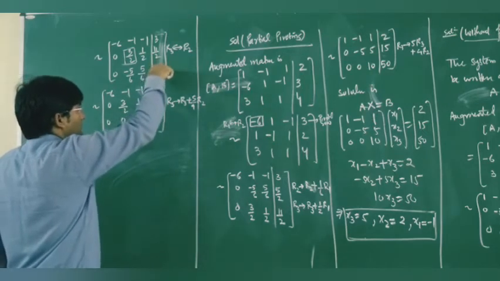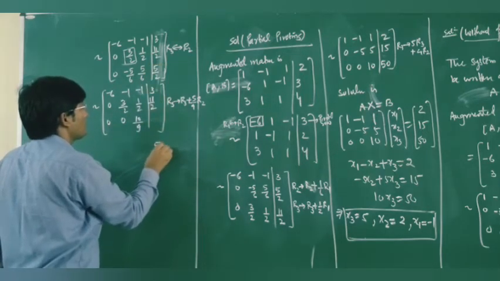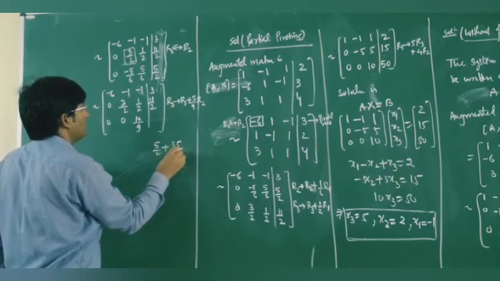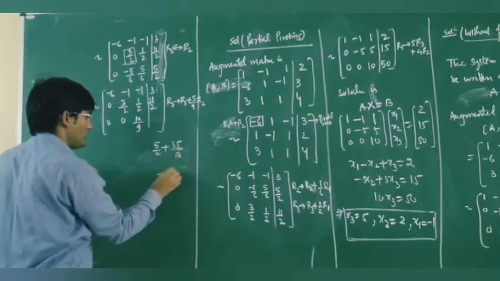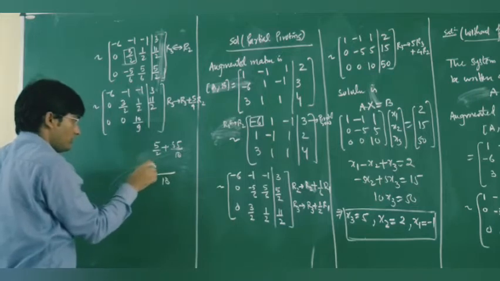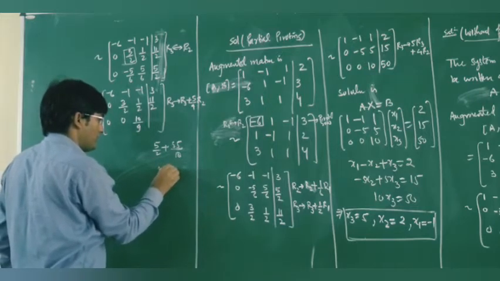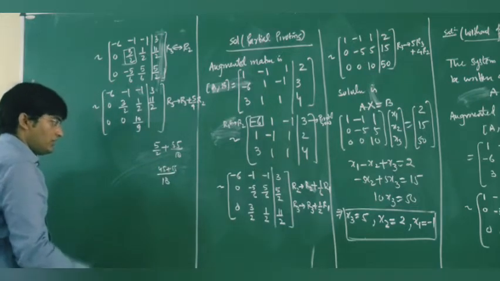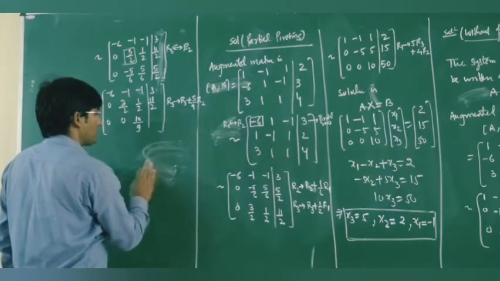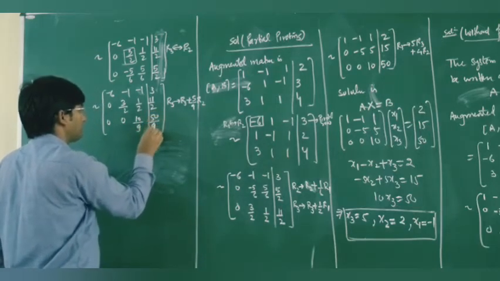Now here this element will be 5 by 2 plus 55 upon 18. So this is your 18. Now this will be your 45 plus 55. So this is your 100 upon 18. So this is your 50 upon 9.